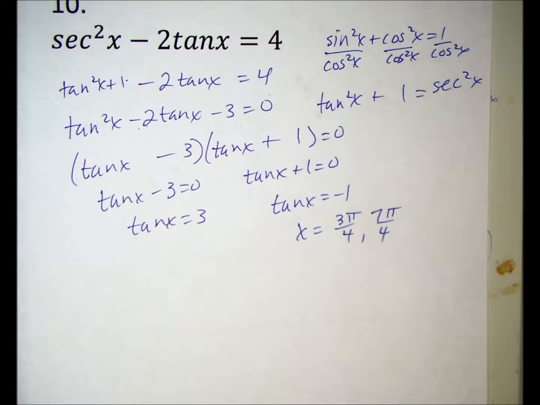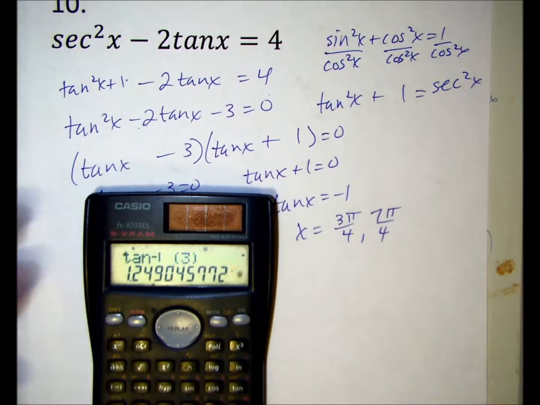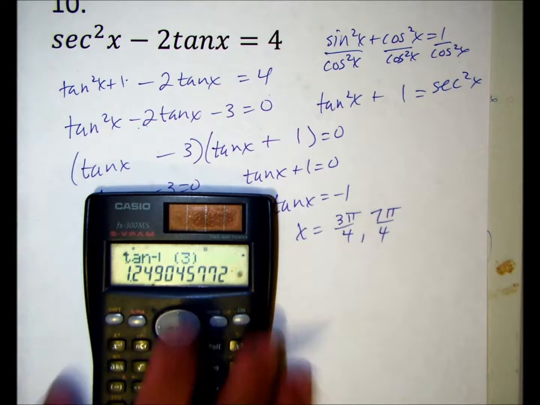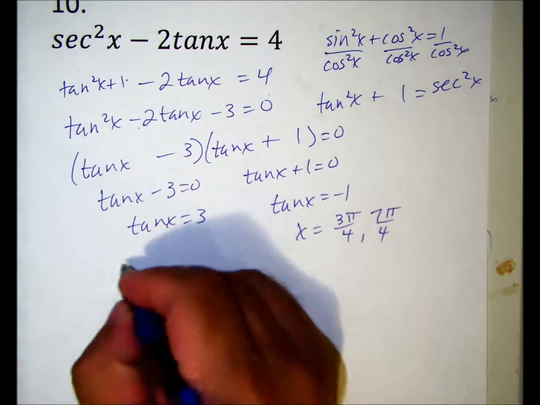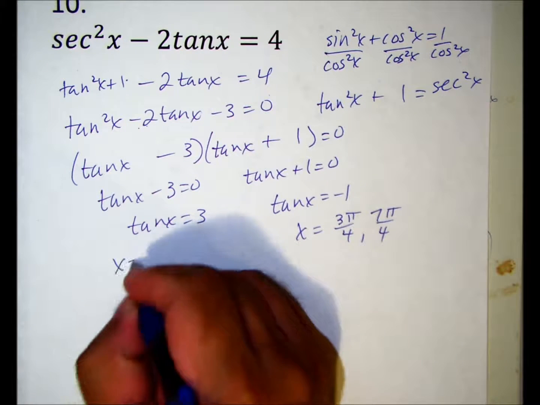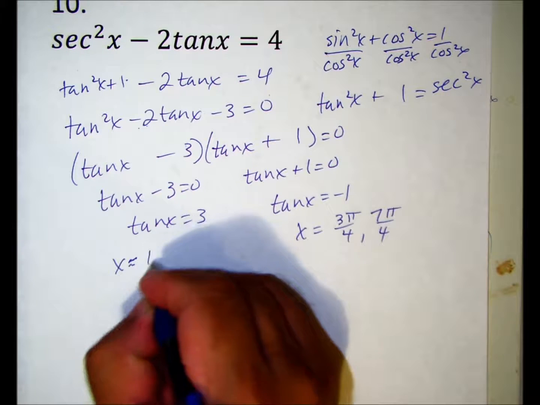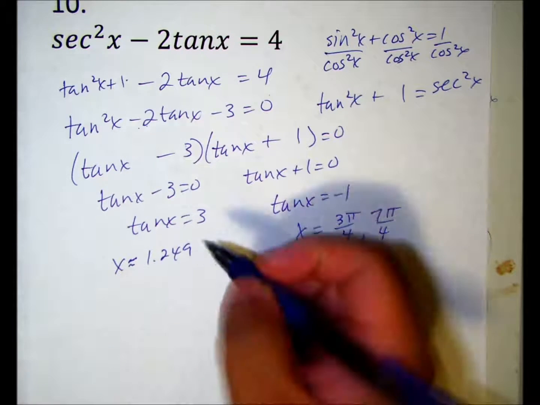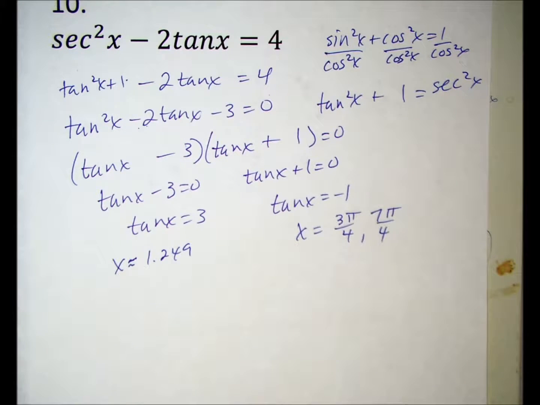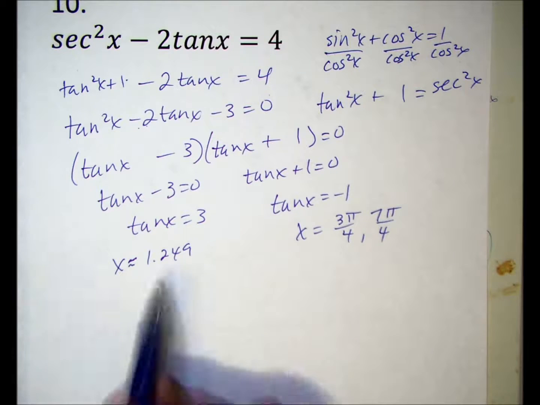This one, I come back with the calculator, and I got inverse tan of 3 is 1.249. So x is approximately 1.249. And where is that? Let's see. Pi is 3.14. 1.249, well, this should be in the first quadrant, right? Pi over 2 is 1.57. So that's the first quadrant answer.